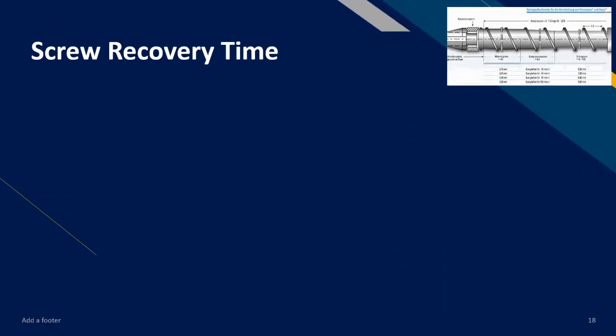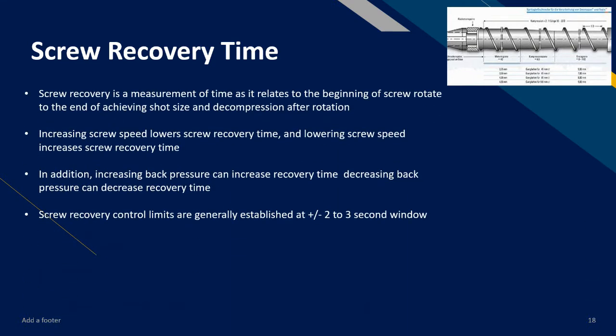Now, you're also going to want to record screw recovery time. Screw recovery time is a measurement of time from the beginning of screw rotate to the end of achieving shot size and decomp after rotation. Increasing screw speed lowers screw recovery time, and lowering screw speed will increase screw recovery time. In addition, increasing your back pressure is likely going to increase the recovery time, and going down on back pressure can decrease the recovery time. Generally, screw recovery control limits are established at a plus or minus 2 to 3 second window.